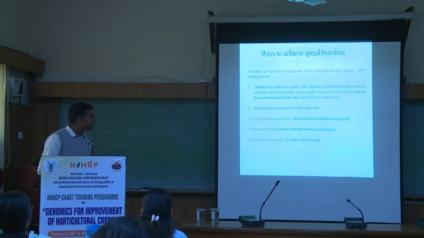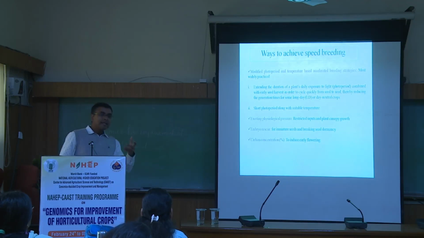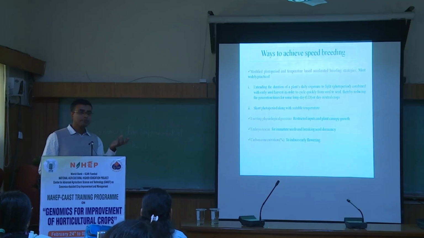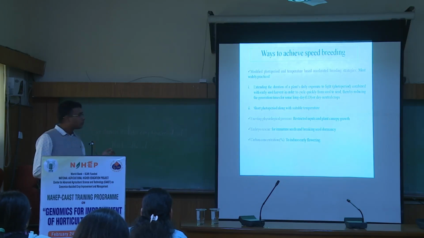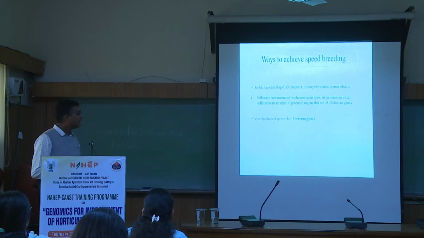Then carbon concentration. Most C3 crops are responsive to carbon dioxide concentration, and their growth is enhanced and the reproductive phase is advanced by increasing the carbon dioxide concentration. But it is not commonly used till now.